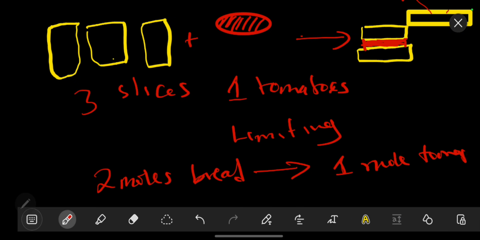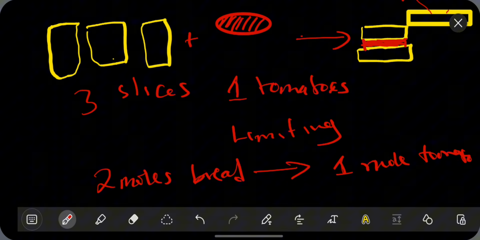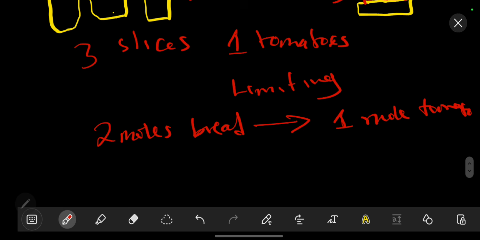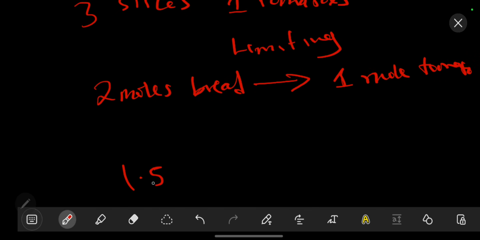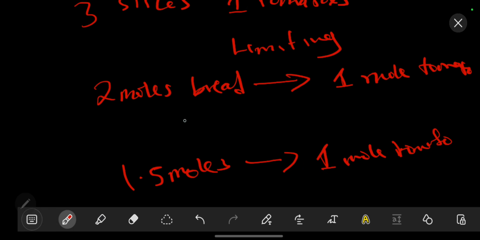So you can think of it like that. Let's say now you have been provided with the bread, what if you have 1.5 moles of bread? If you have 1.5 moles of bread, and you still have 1 mole of tomato, it simply means the limiting reagent in this case is the bread, because you need a full 2 slices of bread to make a full sandwich.